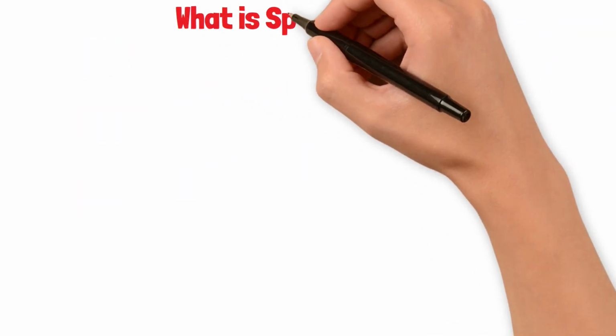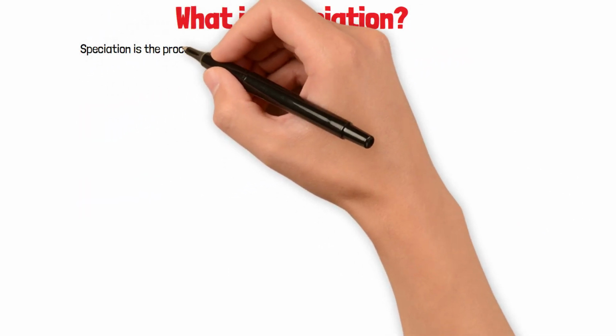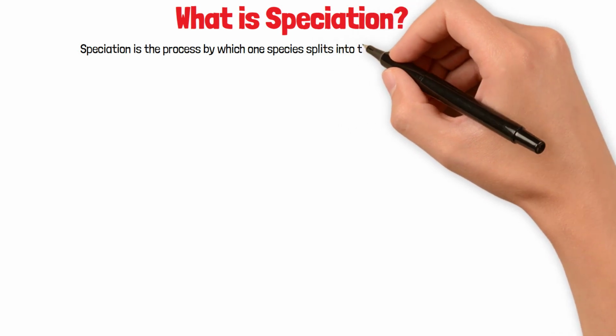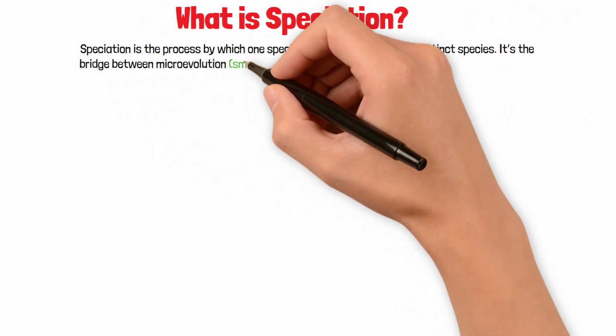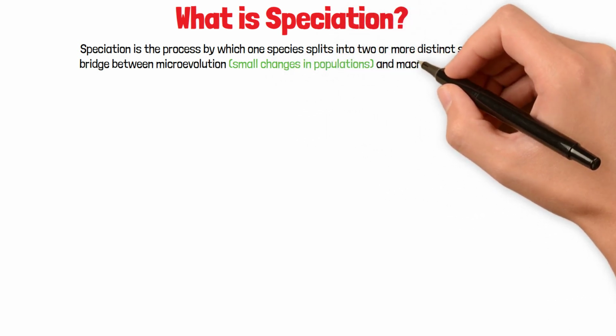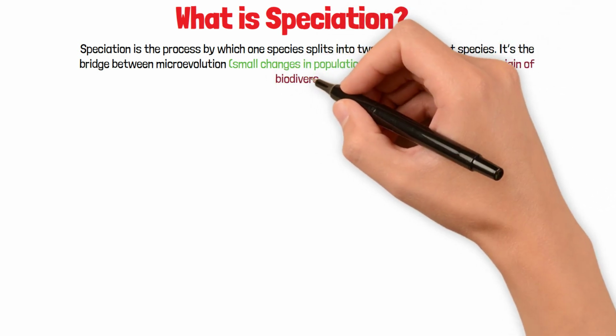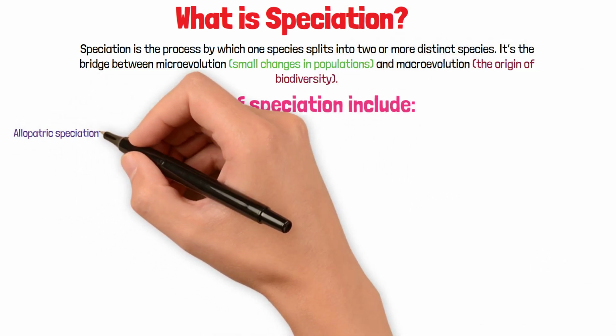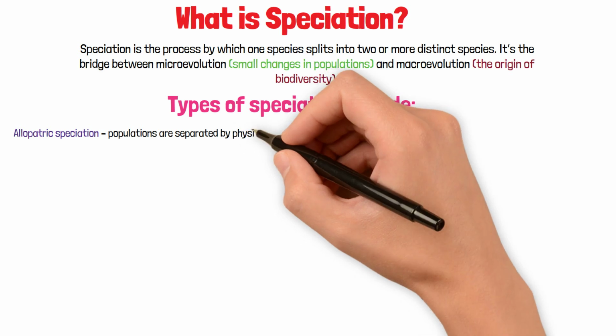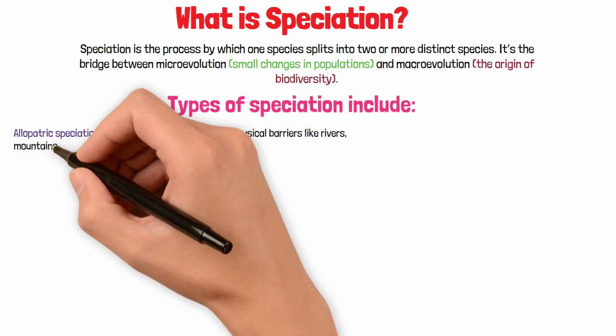What is speciation? Speciation is the process by which one species splits into two or more distinct species. It's the bridge between microevolution, small changes in populations, and macroevolution, the origin of biodiversity. Types of speciation include allopatric speciation. Populations are separated by physical barriers like rivers, mountains, or oceans.